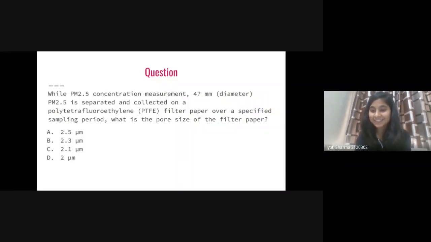Alka is changing the answer. Anyway, I'm glad that you changed to the right answer. Korea gave me A, Alka right now D, Nishant A, AS A, and Rashmi gave me D answer. The pore size of the filter paper should be 2 micrometers. If you are thinking that it is 2.5 because we have particulate matter 2.5, then you are wrong. The pore size should be 2 micrometer only. So D is the right answer for this.